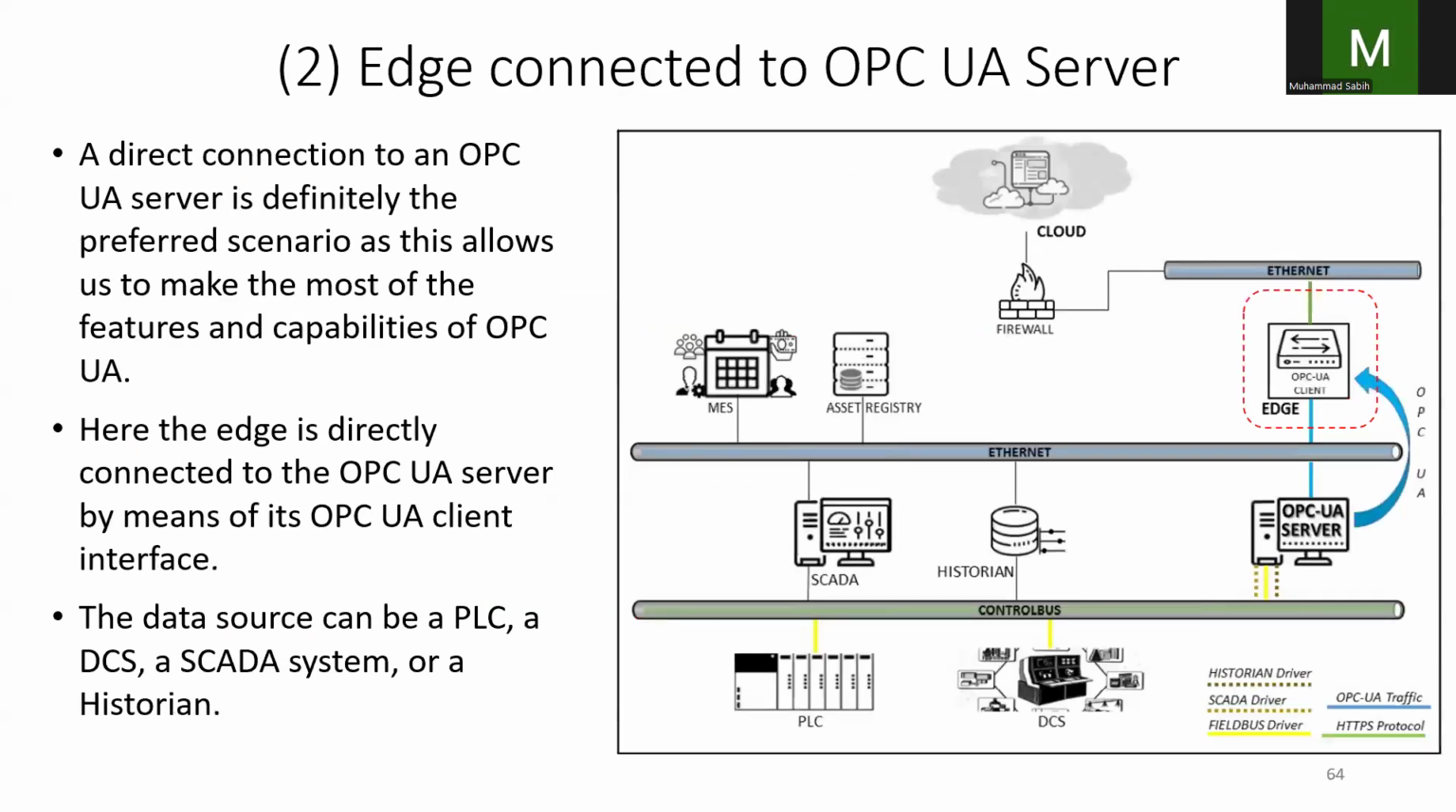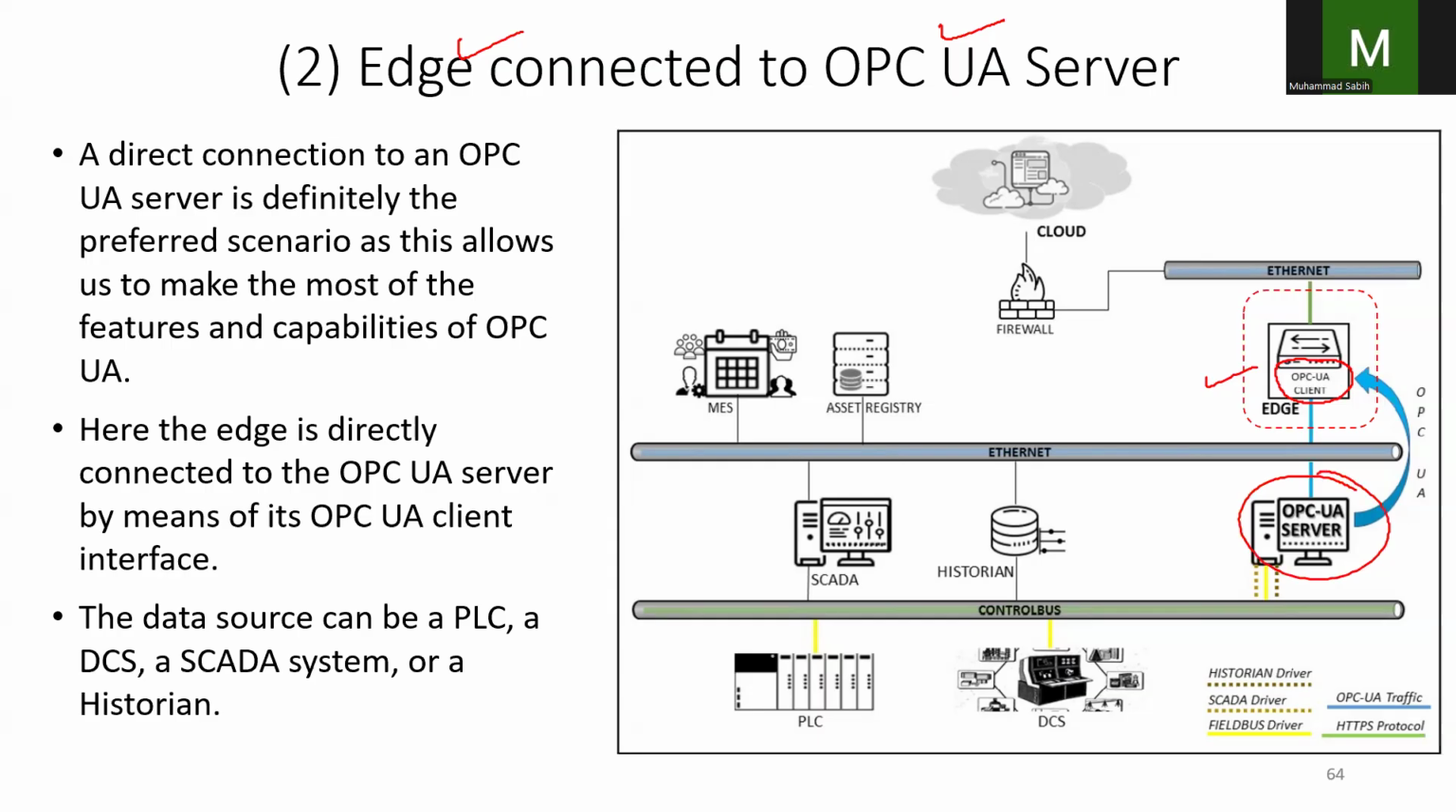Okay, so now let's look at the second connection scenario. In this scenario, we have the edge connecting to the OPC server. This is widely considered the most ideal and preferred setup. Here the edge device acts as an OPC client, and it connects directly to the OPC server.